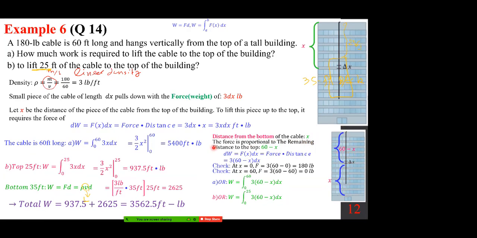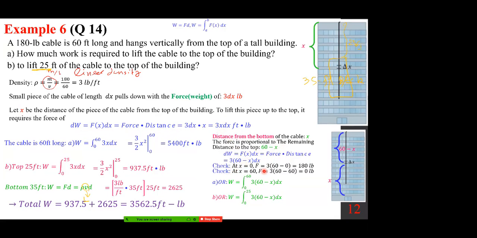So the force is proportional to the remaining distance to the top. So the 60 minus x changes depending upon which portion you're putting up. So the dW that you had here, in essence works out here. The only change that you make, the x here becomes 60 minus x. And you can check it out. When you do that, you have to check your work.